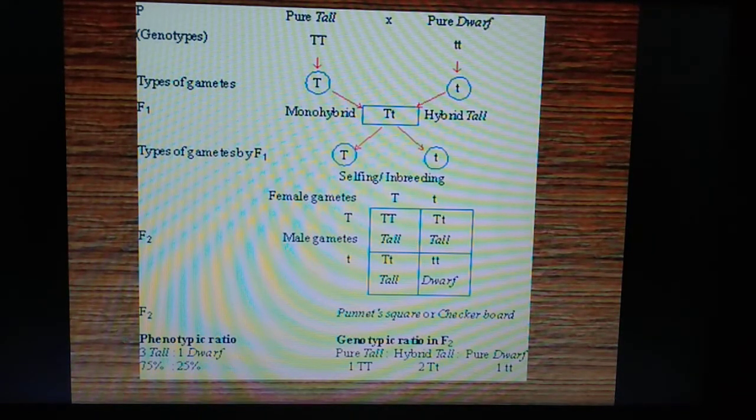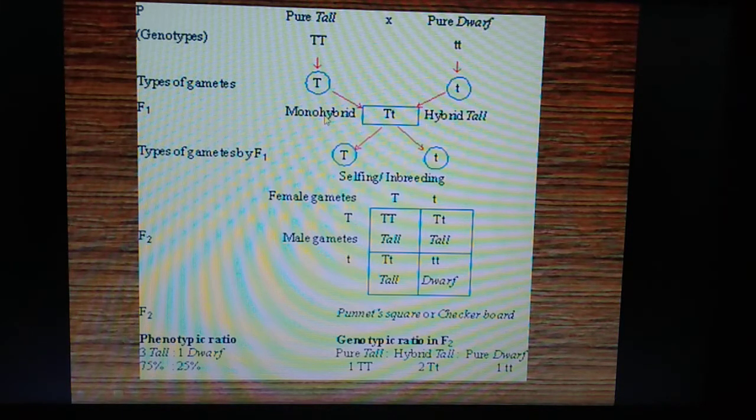What about the genotypic ratio? It is 1:2:1. When we look at this, here both alleles are dominant, here 1 dominant and 1 recessive, and here both of them are recessive. So the genotypic ratio is 1:2:1 and the phenotypic ratio is 3:1.